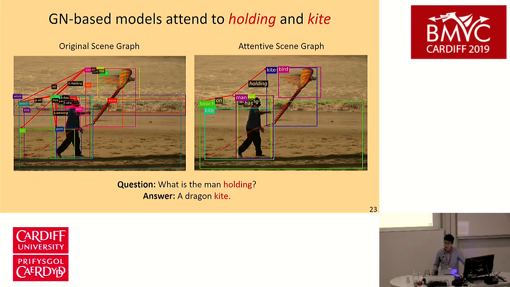Next, we do a sanity check. On the left-hand side is the input scene graph. On the right-hand side is the graph output by the graph network. And we remove those edges and nodes with small L2 norm. Then we can see that the graph network can capture not only objects in the answer like kite, but also relations such as holding.